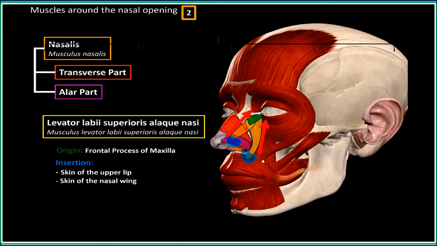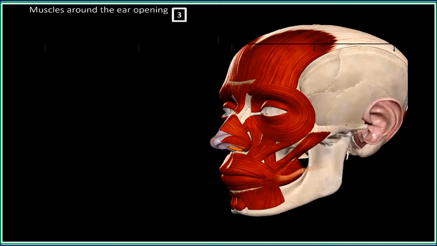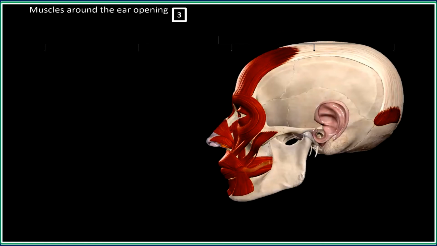And when they contract, they pull the lips and the nasal wings in this direction, which dilates the nostrils, elevates the upper lip, and produces an expression of discontent. Alright, so finally, let's look at the muscles around the ear opening, which are three.